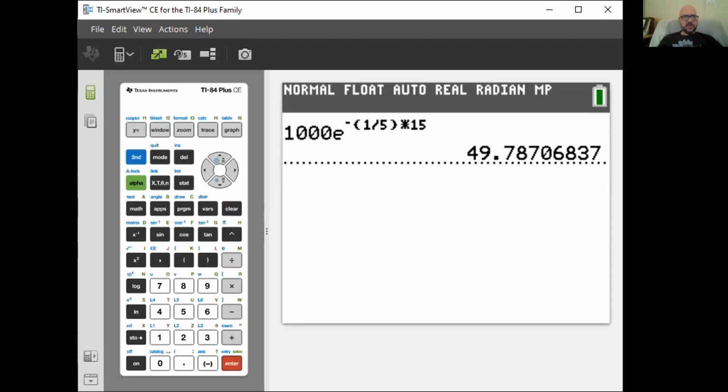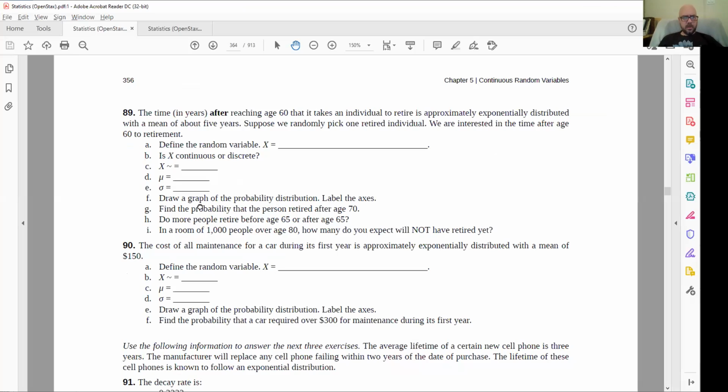I believe that was the last problem. Is that correct? Let's share this back up. Not have retired. Yes. So the people whose retirement age was over 80, right? So it was about 50 people. So that's the answer, and that's where I want to go ahead and leave this homework.